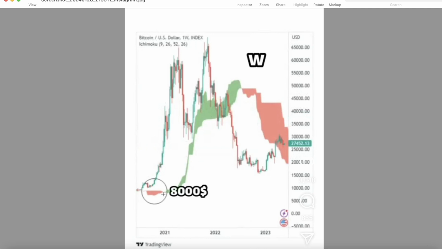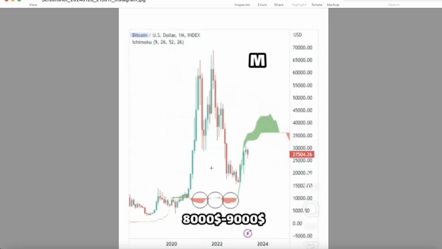You guys see that Bitcoin in the weekly chart went up, never touched this red cloud, went up, it broke this green one that we had for a long time, then went back up and even touched this red, but this has never been touched in the weekly chart. And another view for you guys, this is a monthly chart for Bitcoin.